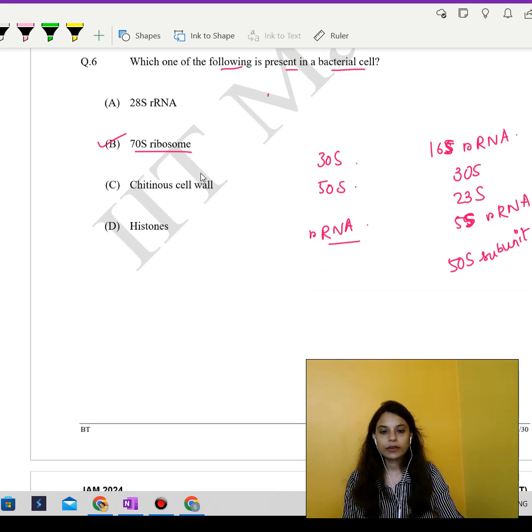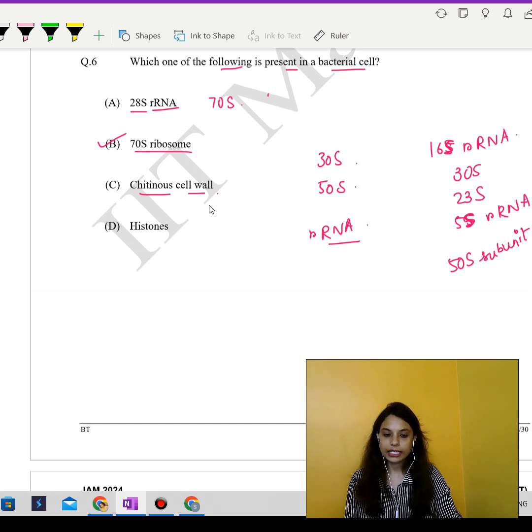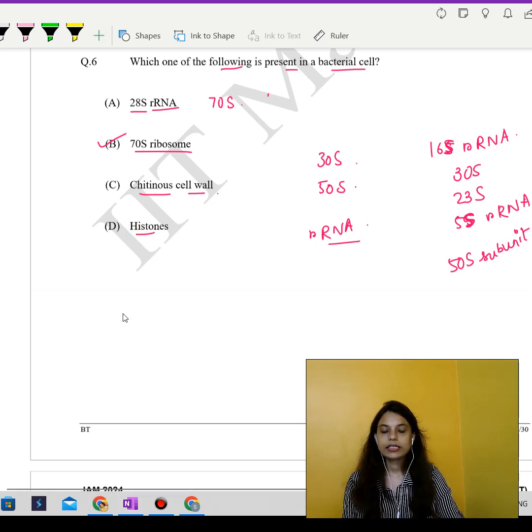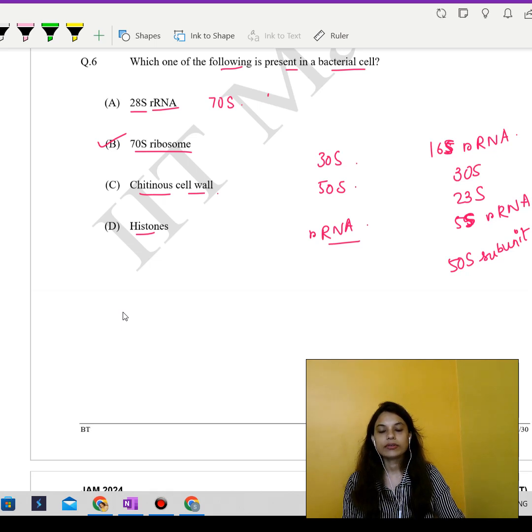Let's talk about the other options now. The first incorrect option is 28S rRNA. This is not present in bacterial 70S ribosomes. It's found in eukaryotic 80S ribosomes, hence it's not the correct answer. Chitinous cell wall: most bacteria have peptidoglycan cell walls, and chitin is found in fungi and some insects. Next is histones. These DNA packaging proteins are found in eukaryotic nuclei, not bacterial cells.